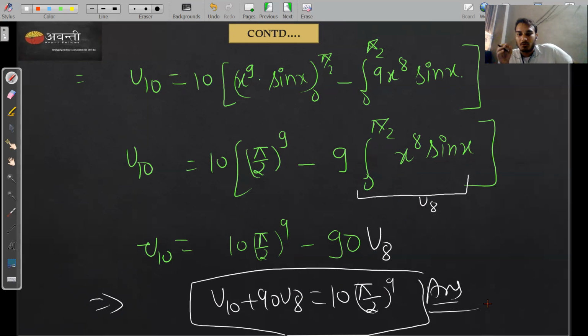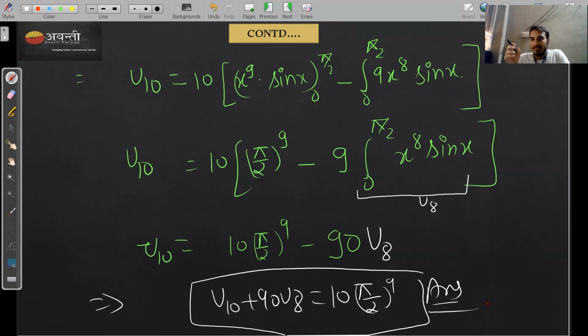So that's why it was an important question, because most of the students give up after the first integration by parts. But no, you have to remember, you have to go till u8, right? So that's why you have to go further. You have to use the second integration by parts also, right? So u10 plus 90 u8 is 10 times pi by 2 raised to 9, right?